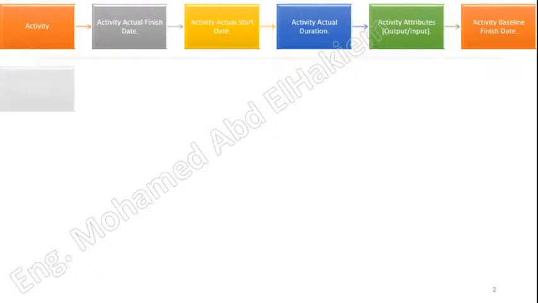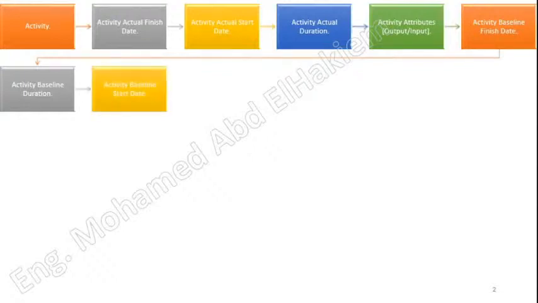Activity baseline duration. The total number of work periods in calendar units between the activity baseline start date and activity baseline finish date of a schedule activity, as determined by its approved project schedule baseline. Activity baseline start date. The point in time associated with the beginning of the schedule activity in an approved project schedule baseline. See also activity current start date.